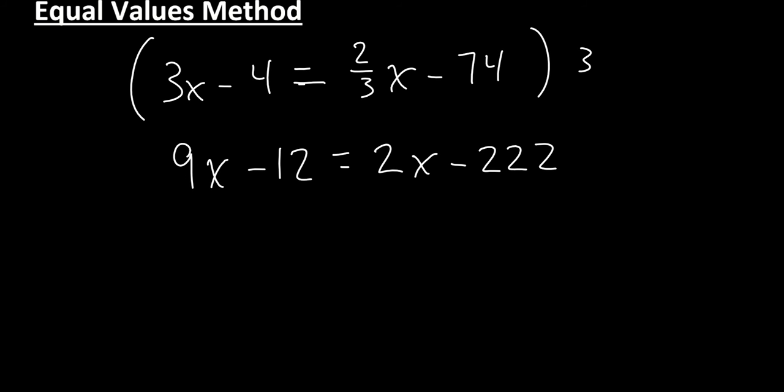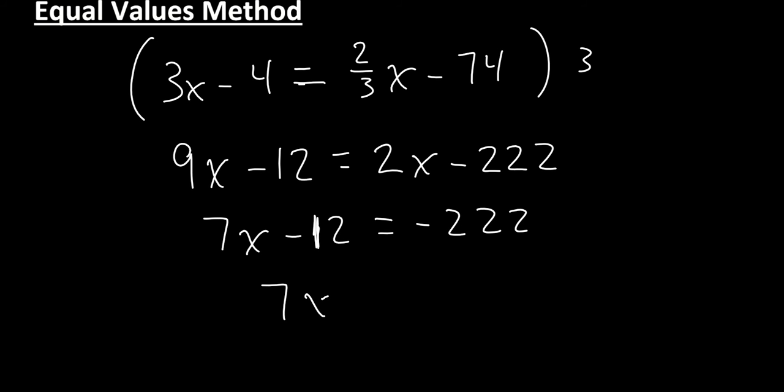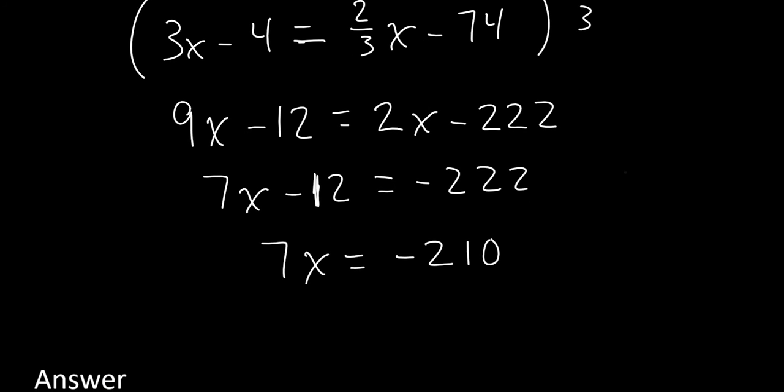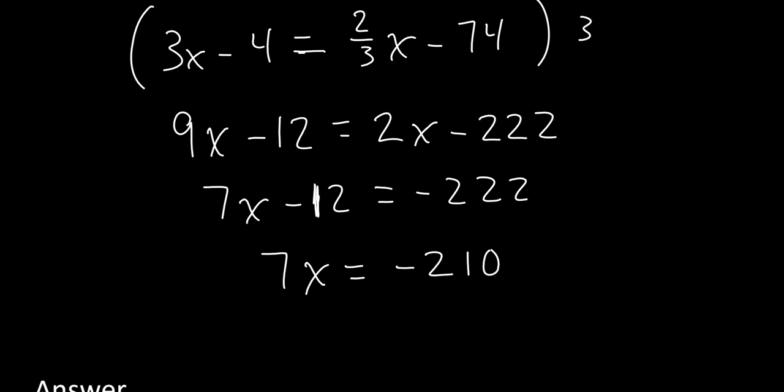And then finally, minus 74 times 3 is negative 222. So cleaning this up a bit, I'm going to subtract 2x from both sides. That gives me 7x minus 12 equals negative 222. If I add 12 to both sides, that's going to give me 7x is equal to negative 210. And that's like 21, but I got to add a 0 on it. So 210 divided by 7 is going to give me x is the number negative 30.